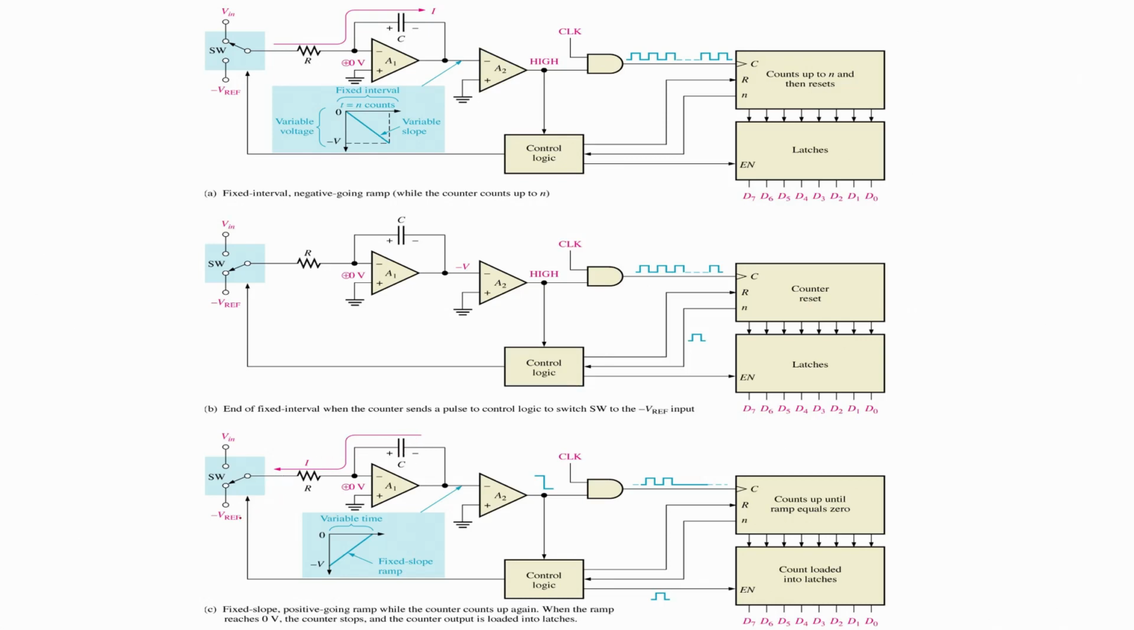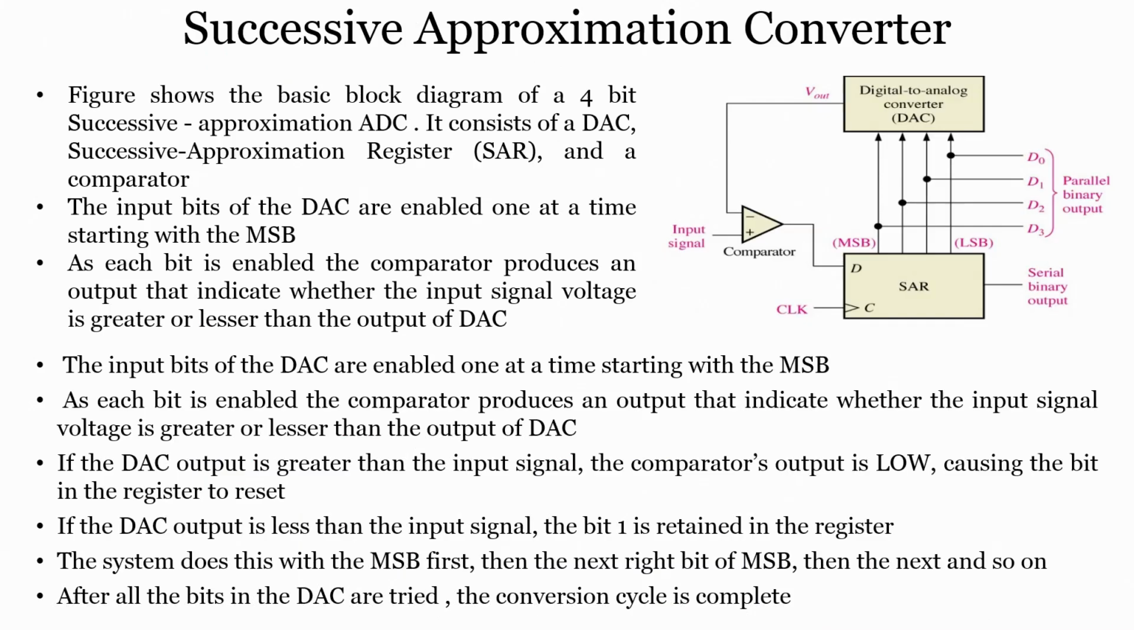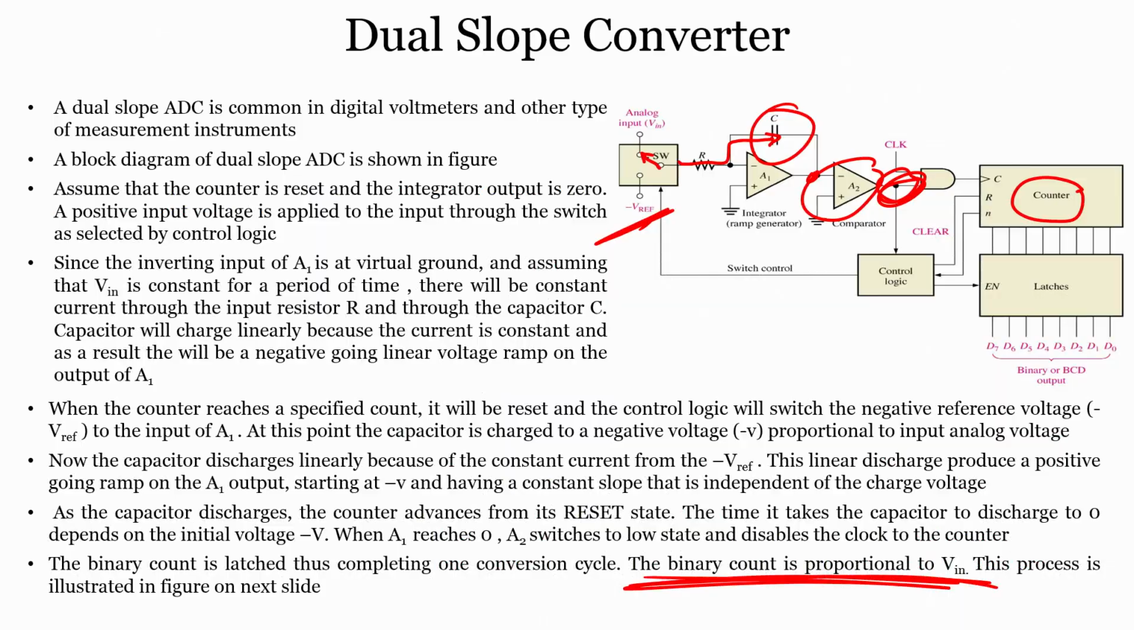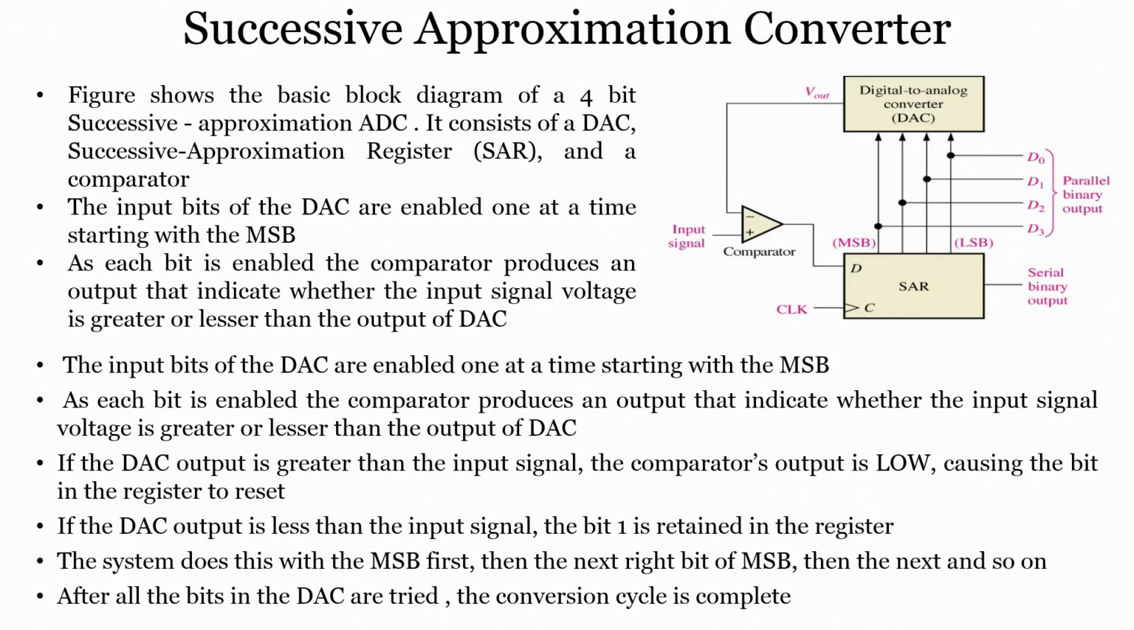This will cause the change in the output signal. Now, if you have understood the flash and dual slope ADCs, let us see the successive approximation ADC.